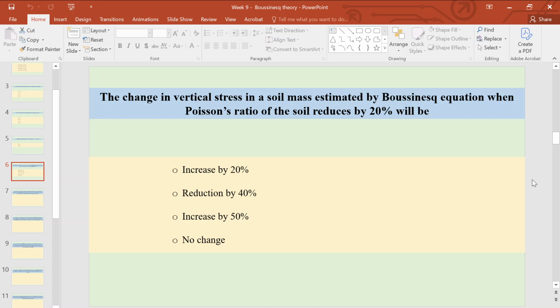Your options are increase by 20%, reduction by 40%, increase by 50%, or no change.